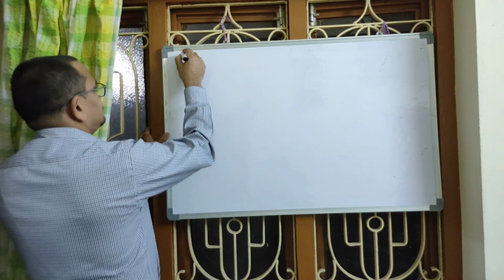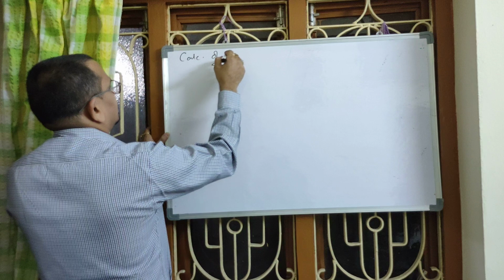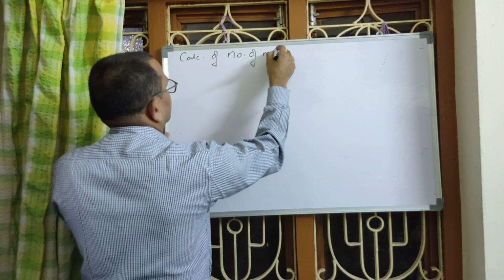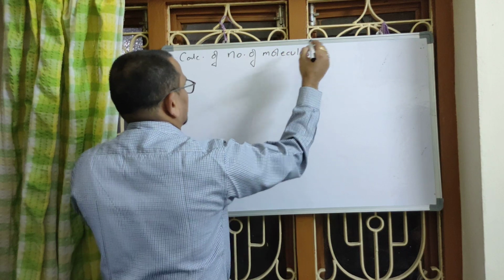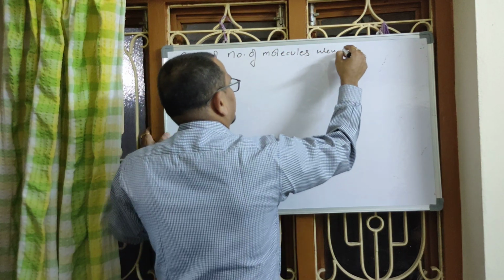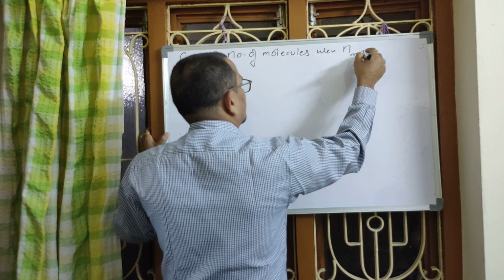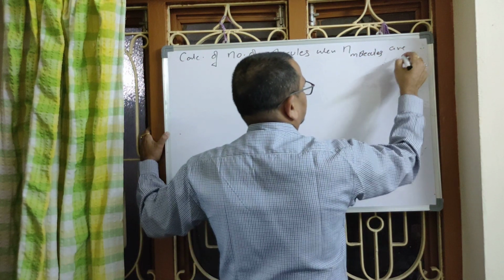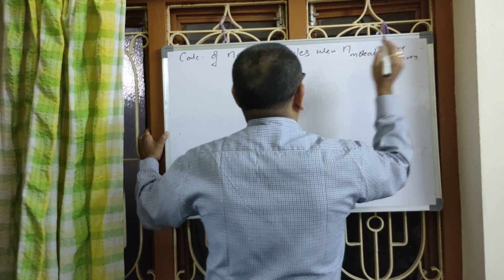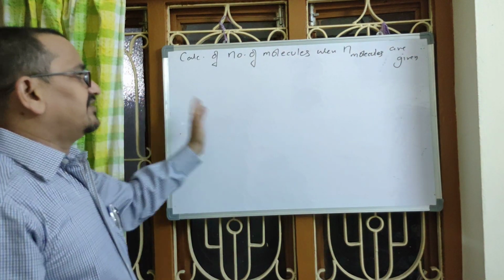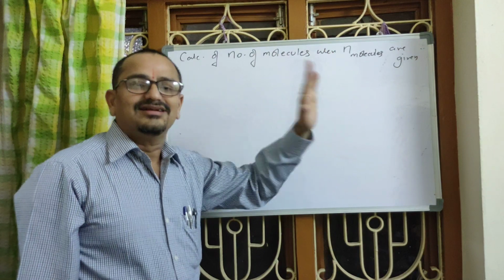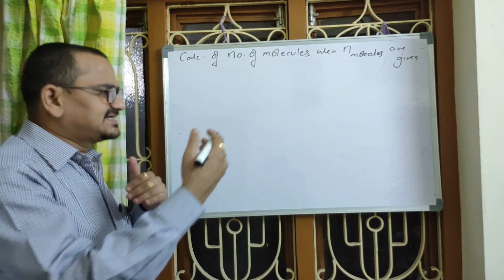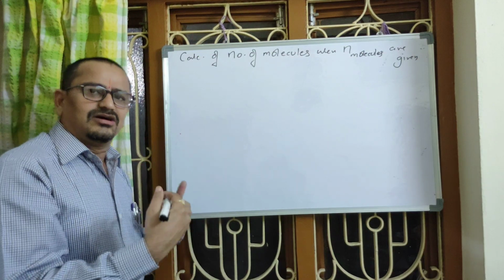See, calculation of number of molecules when number of moles of molecules are given. I told you this notation always. Calculation of number of molecules when number of moles of molecules are given. Got it? See, again the same way, let us generate our formula on our own.